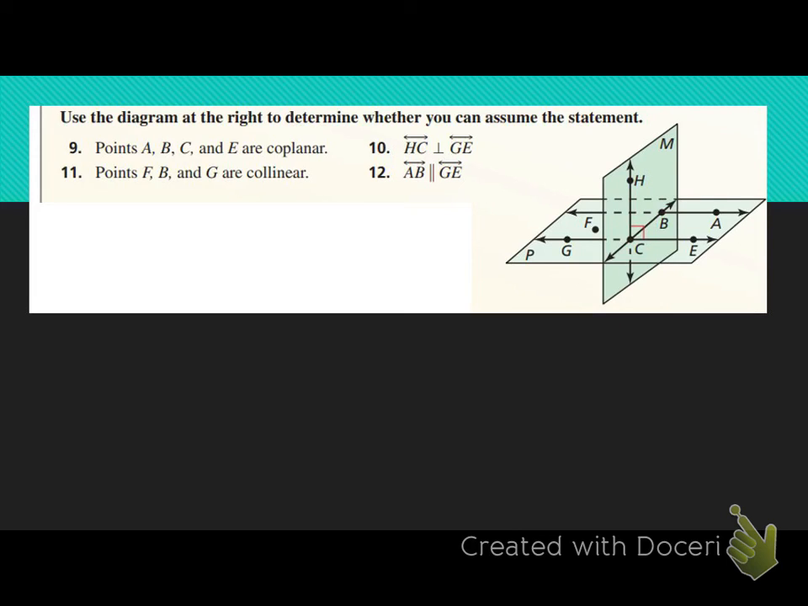So the first one, A, B, C, E are coplanar. A, B, C, E, they for sure are. So that one's a yes. Number 10 says H, C, and G, E are perpendicular. That one is a yes. F, B, and G are collinear. That one's a no. Coplanar, but not collinear. And then this next one says parallel lines. Do you see triangles anywhere on this picture? So there are no parallel lines. So, nope.